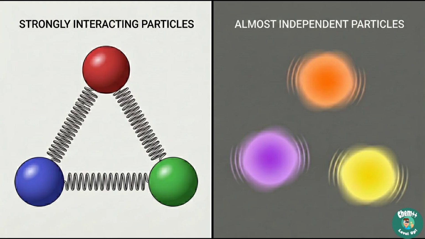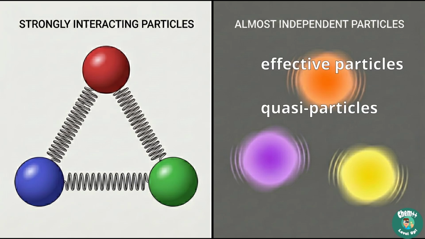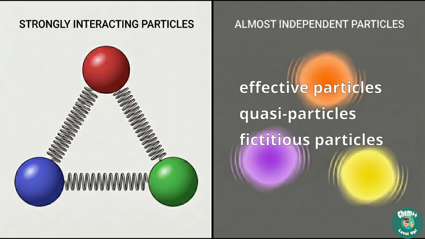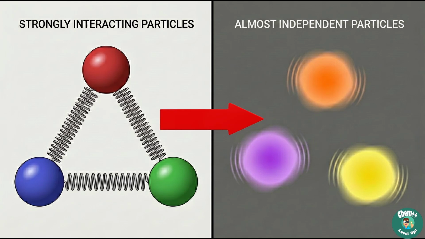Here is the key physical idea. When we use orbitals, we replace the complicated motion of strongly interacting electrons with simpler objects that behave almost like independent particles. Physicists call these effective particles, quasi-electrons. A quasi-electron behaves like an electron, but already includes the average influence of the other electrons around it. So instead of solving one impossible many-electron problem, we solve several simpler one-electron problems.